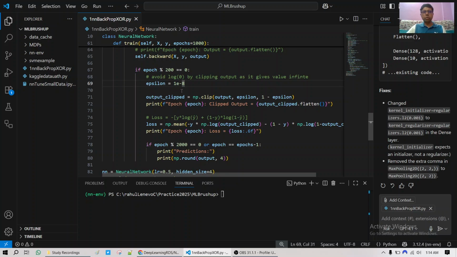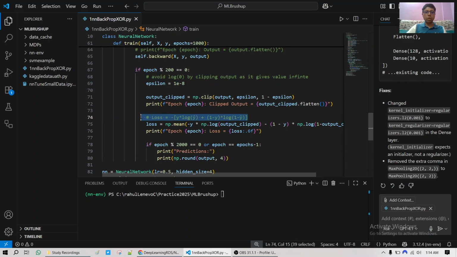So we clip the output after the epoch 200, 400, 600, right? So we clip the current output, and we are clipping it because the output can be zero, which will lead to infinity. So we are making an interval which is more than zero and less than one. So I'm interested to know the output which is more than zero and less than one, right? So that we will come to know how the program is learning, right?